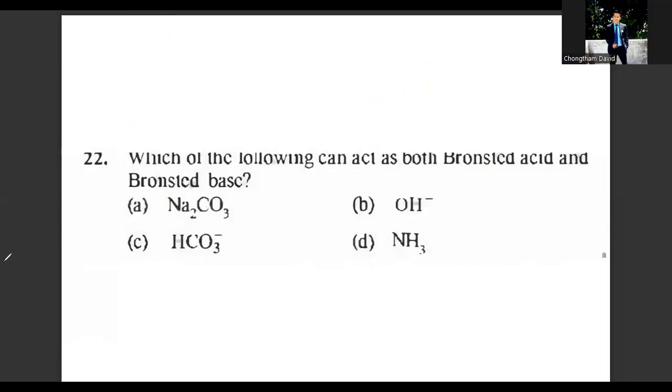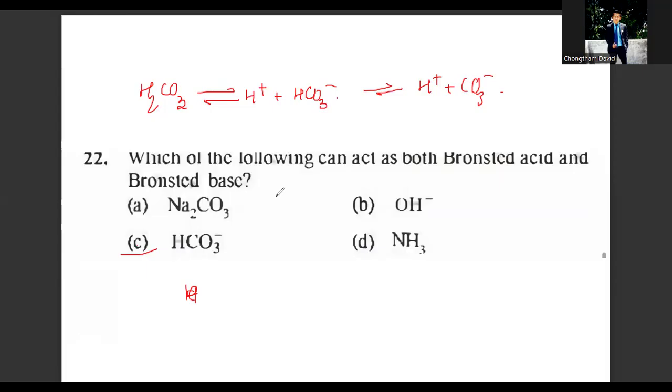Moving on to the next question, number 22. Which of the following can act both as Bronsted acid and Bronsted base? Yes, amphoteric in one case. You can consider the bicarbonate, which can donate as well as accept a proton. You can write, if you would like to, bicarbonate gives carbonate and a proton, and further, you can also generate carbonic acid. So this is the answer. Question number 22, C is the answer.